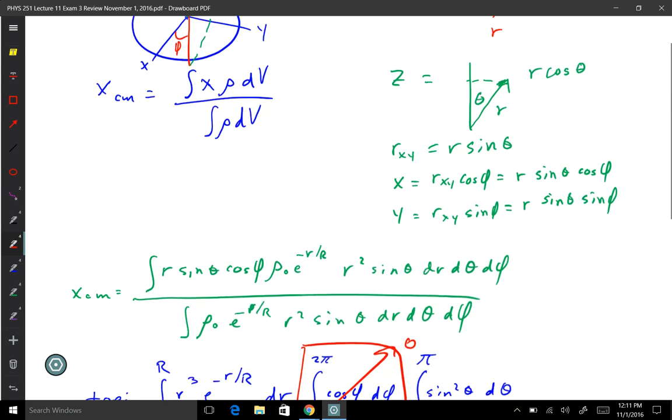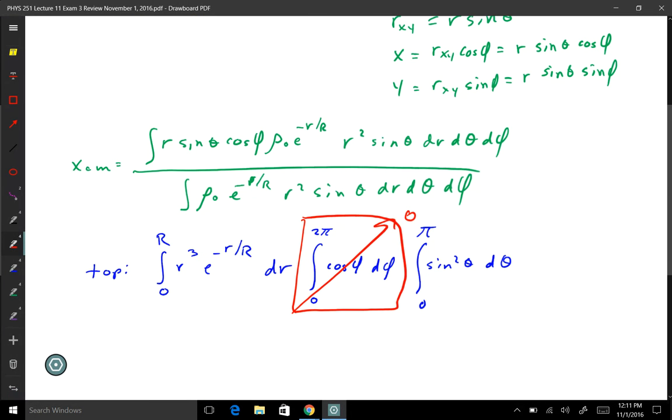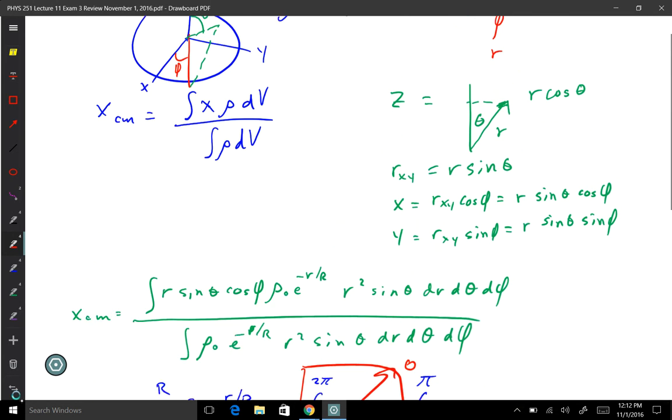And if we do the y now, what's going to change for phi? The only thing that changes is you change from cosine phi to sine phi. If I do an integral of sine phi from 0 to 2 pi, what's that going to give me? Zero as well. So we have 0 immediately by looking at the top integrals for the x and y. So now we only have to look at the z.